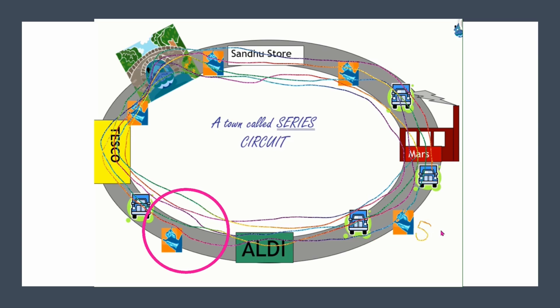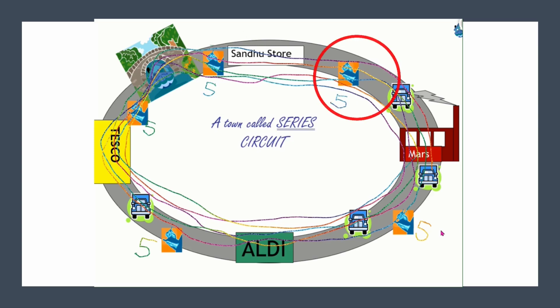1, 2, 3, 4, 5. Definitely went off the track there. They got 5. Here, 1, 2, 3, 4, 5. And the others also 5. So what you found is in a series circuit, the current, which represents a group of lorries in a certain time, is all the same anywhere in the circuit.